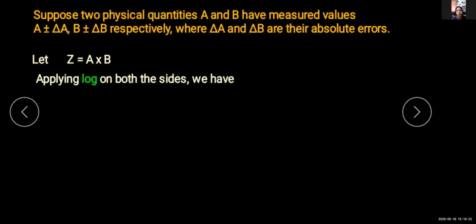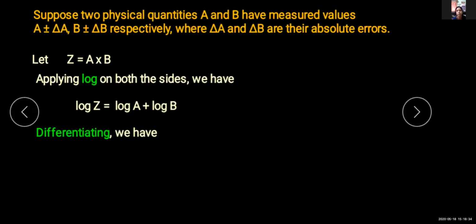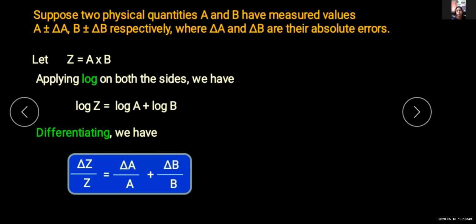Applying log, on taking log both sides, we get log Z equal to log A plus log B. Apply the property of log: log of A cross B is given by log A plus log B. And now differentiating this equation, we know that differentiation of log x equals 1 upon x. So differentiation of log Z is 1 upon Z. So we can write this equation delta Z upon Z equal to delta A upon A plus delta B upon B, since differentiation of log A is 1 upon A and differentiation of log B is 1 upon B.